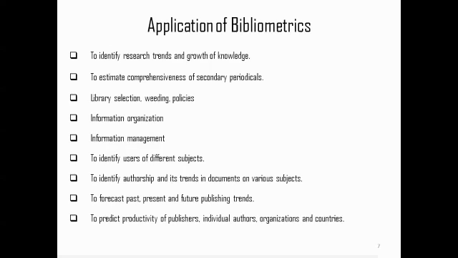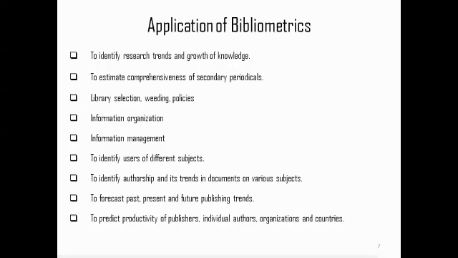And what are the applications of bibliometrics? If you are doing any study, we should know for what application it is going to be used. So if you want to identify research trends and growth of knowledge, and to estimate the comprehensiveness of secondary periodicals and library selection, reading policies, and to form information organization, information management, and to identify the users of different subjects, to identify the authorship and its trends in documents on various subjects, and to forecast past, present, and future publishing trends, and to predict the productivity of publishers, individual authors, organizations, and countries.